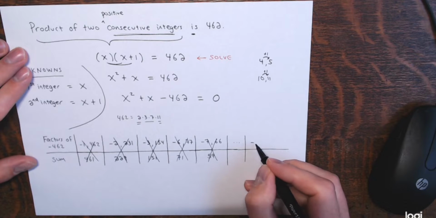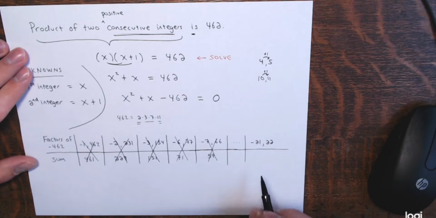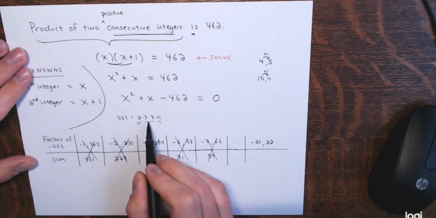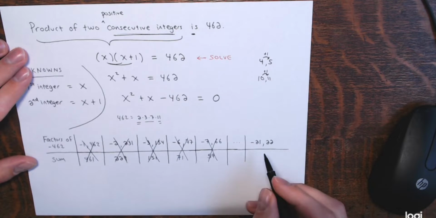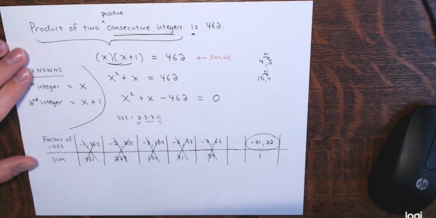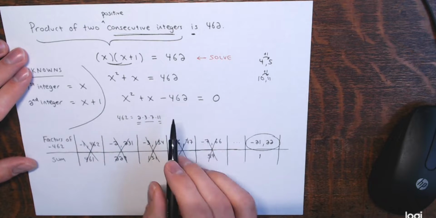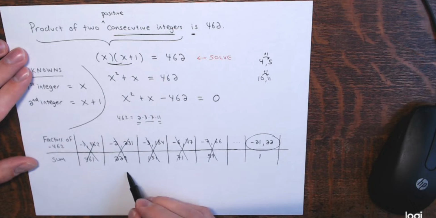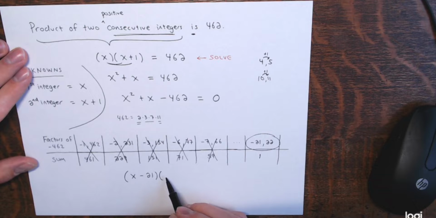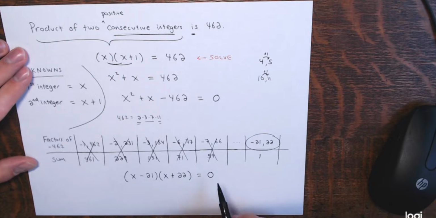Just to save some time here. Negative 21 and positive 22. These multiply to be negative 462, and they add to be 1. So these are the factors I'm looking for. So this actually factors then, kind of moving down here, to x minus 21 times x plus 22. Remember, when the lead coefficient is 1, it's really that simple once you find these factors. And now I have what I want.